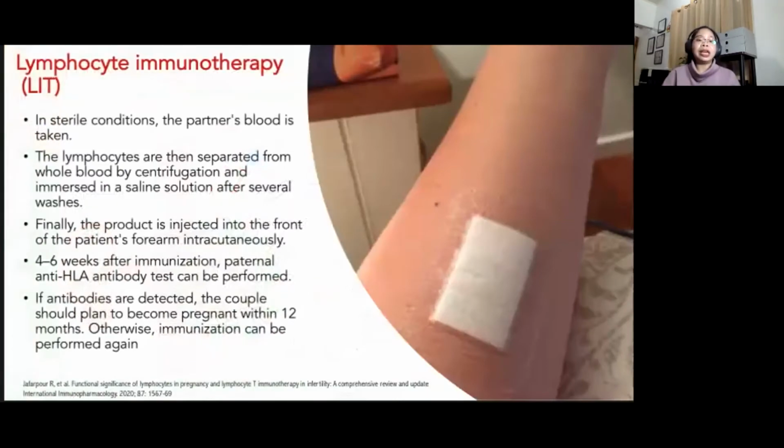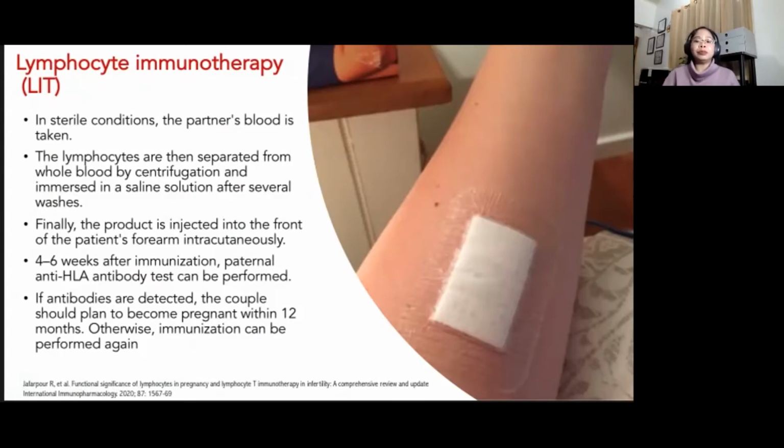Now, just to give you an idea how this is done, in LIT, the partner's blood is drawn. Then the lymphocytes are separated from the whole blood by centrifugation and immersed in a saline solution after several washes. The product will then be injected intracutaneously on the patient's forearm. Then 4 to 6 weeks after the immunization, a paternal anti-HLA antibody test can be performed. If antibodies are detected, the couple can be advised to begin planning or trying to get pregnant within 12 months. Otherwise, immunization can be performed again.